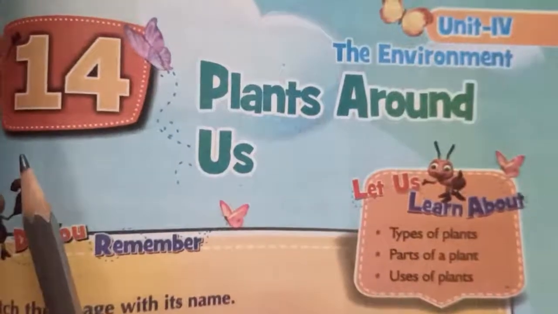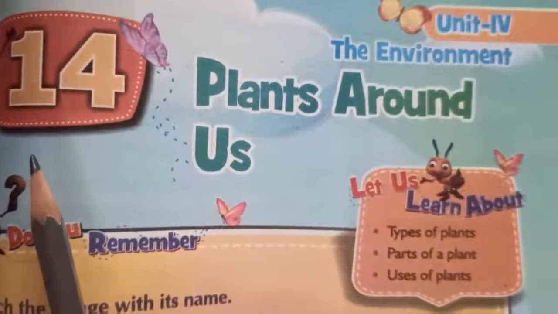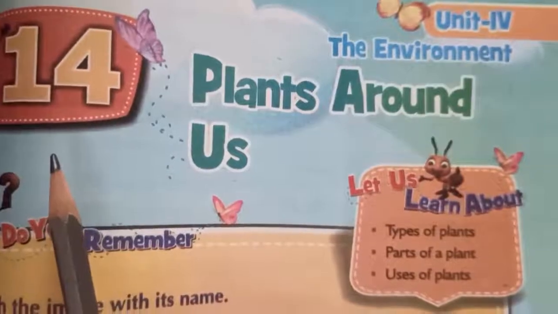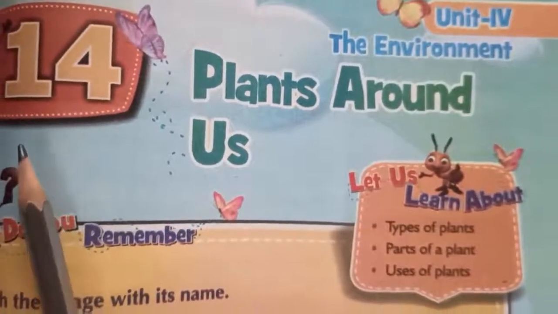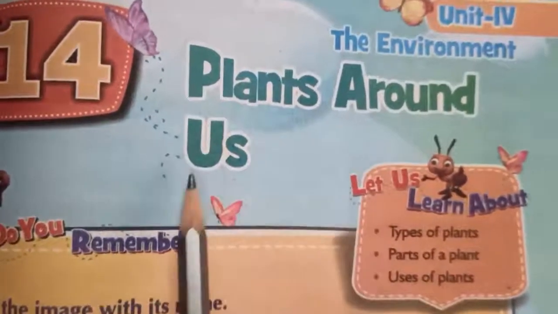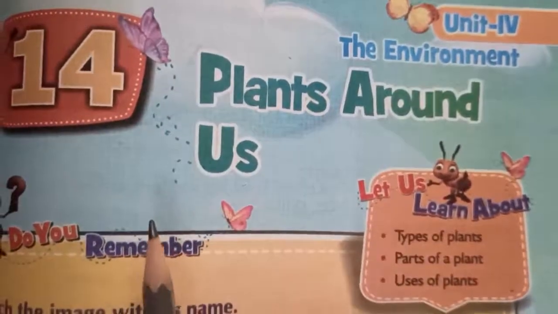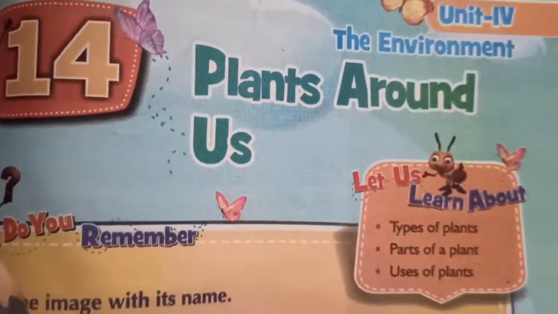Students, in our previous class we already learned lesson number 17, Sun and Moon. Now today we are going to start our new lesson, lesson number 14, Plants Around Us. First we understand about the plants.